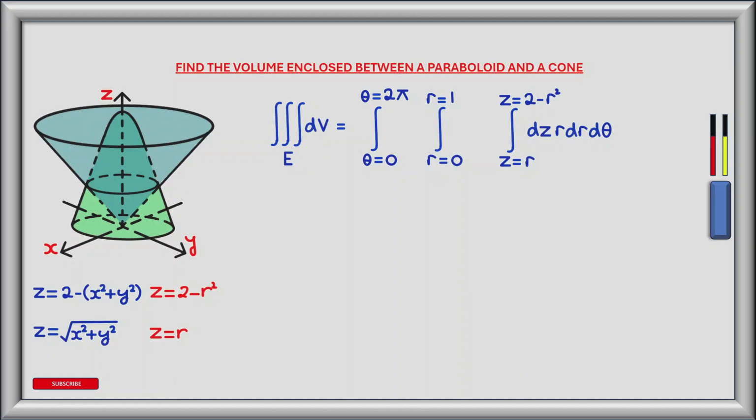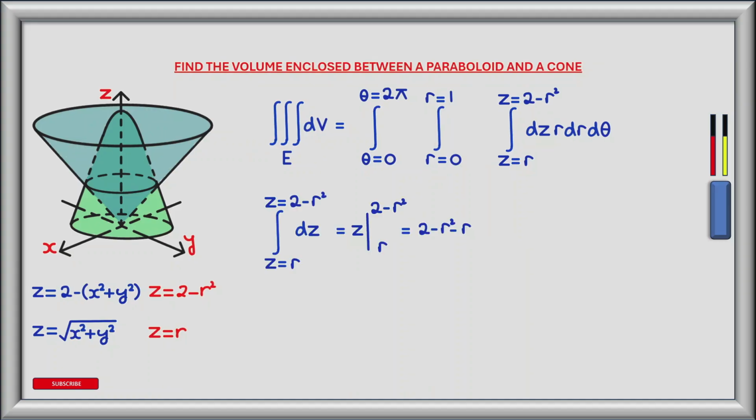So we now have our triple integral where we're integrating dz r dr d theta. So let's begin the evaluation process, beginning with the inner integral. So for this, we want to integrate from z equals r to z equals 2 minus r squared, dz. And using the power rule, this integral evaluates to z. And plugging in the limits of integration, we have 2 minus r squared minus r.